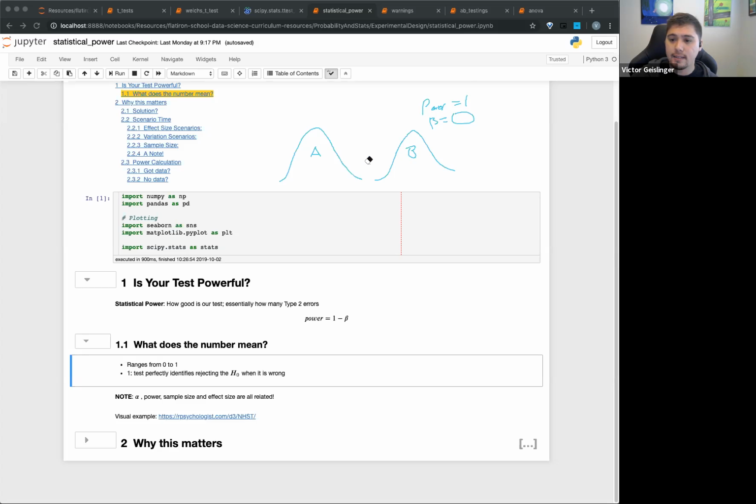If I, however, had something that looks like this, and I'll use a different color for this one, pink, or magenta. If I had something closer to this, and I'm not going to be a perfect drawer, and this is B, now we can see our power is relatively low. You're going to make a lot of mistakes when you say it's B and A, and we're going to mix up the two. So our false negative is going to be closer to 1, and our power will be close to 0, okay?